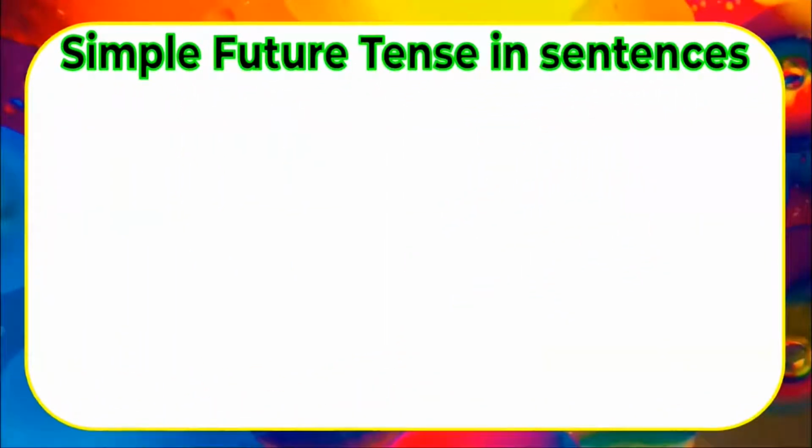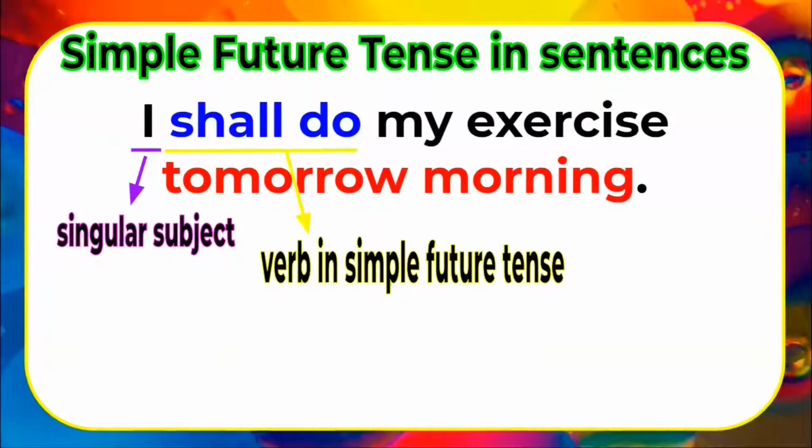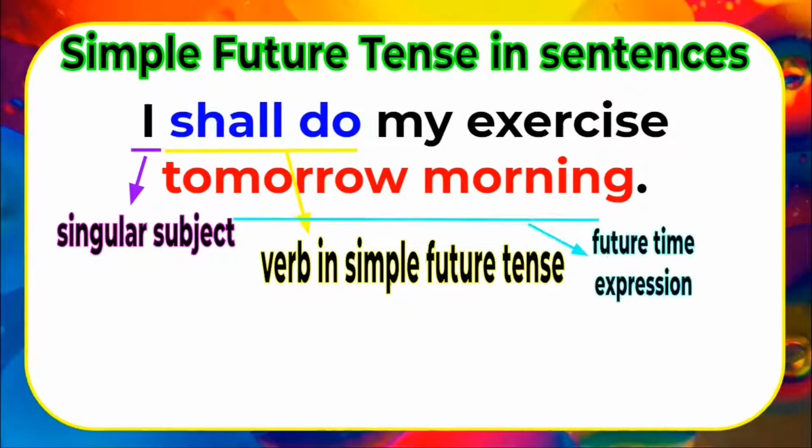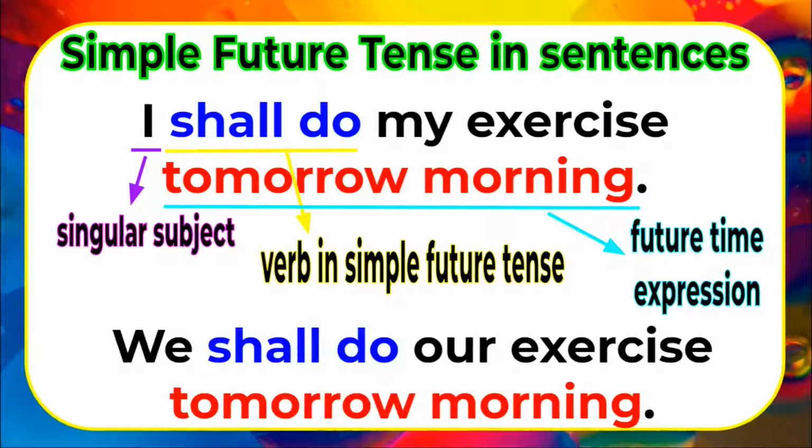Let's look at another example. I shall do my exercise tomorrow morning. The subject is I. I is singular. The verb in simple future tense is shall do. The future time expression is tomorrow morning. Let's look at this sentence. We shall do our exercise tomorrow morning. Our subject is we. We is plural. Even if we have a singular subject and a plural subject, our verb in simple future tense does not change.